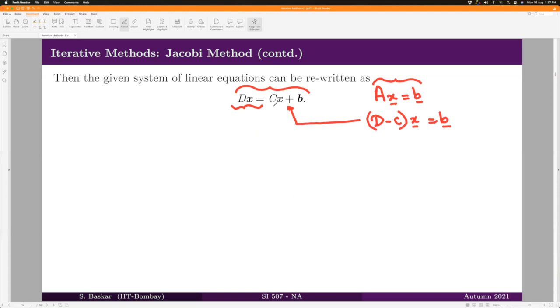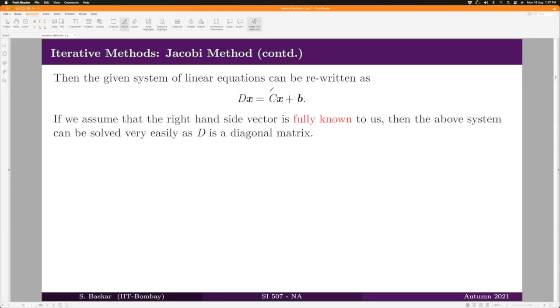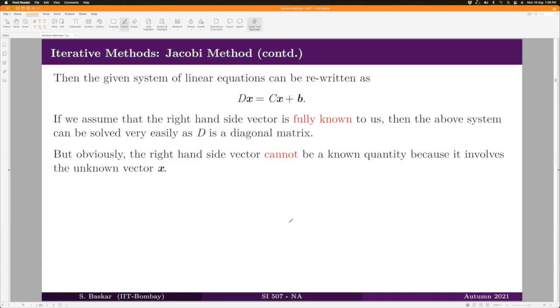The answer is no, because the right hand side is not fully known to us. Well, we only made the left hand side in the diagonal structure. In that process, the right hand side became unknown to us. If by any chance you know completely the right hand side, then what remains is a diagonal system, right? Because D is diagonal. But unfortunately, the right hand side is not fully known to us because X is sitting here.